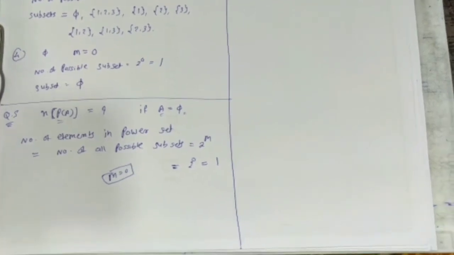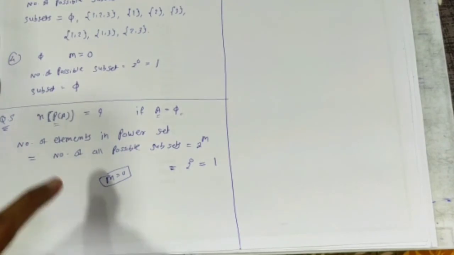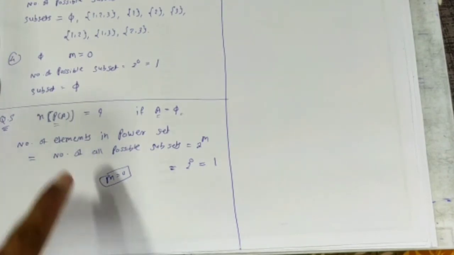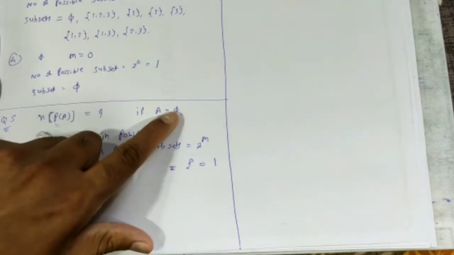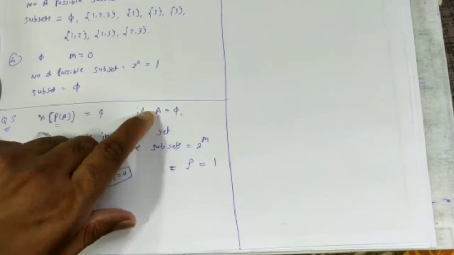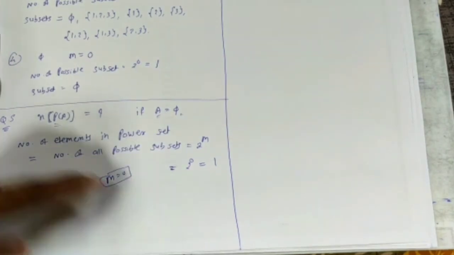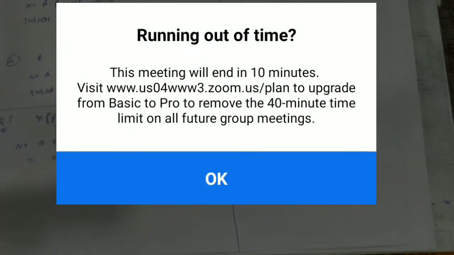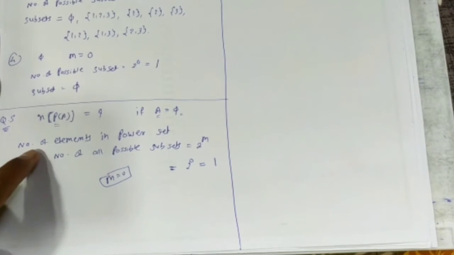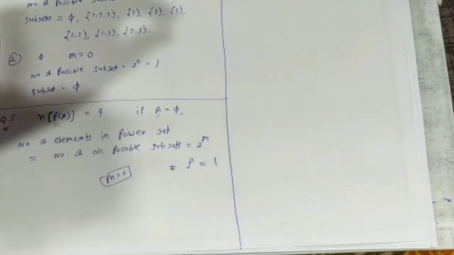Clear? ये समझ में आया है ना? और क्वेश्चन इज फाइंड नंबर ऑफ एलिमेंट्स in a power set of A, and our A is null set. Null set means a number of elements in a set A are 0. So you have to take m equal to 0. Done? So number of possible subsets is equal to number of elements in a power set. What is power set? Power set is the set of all possible subset.